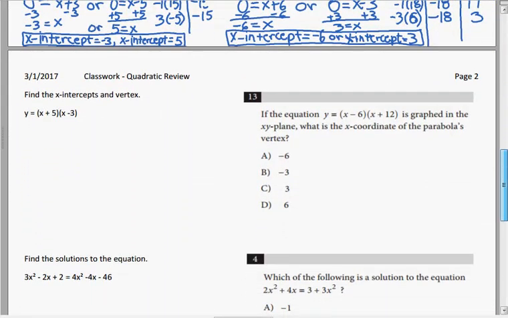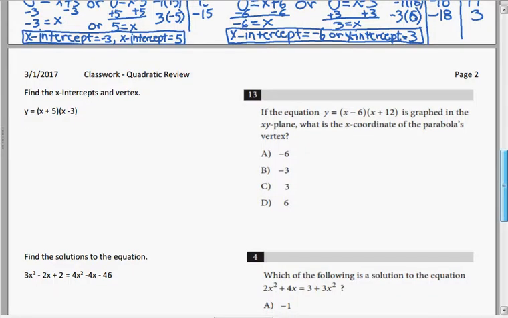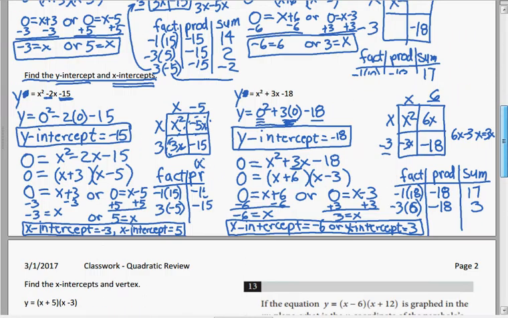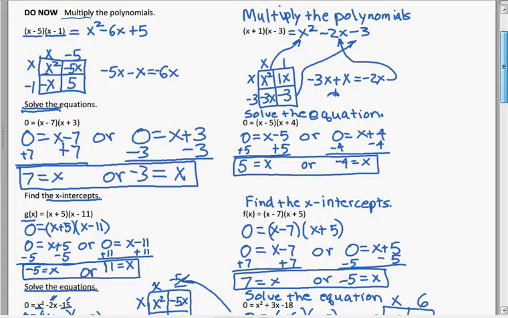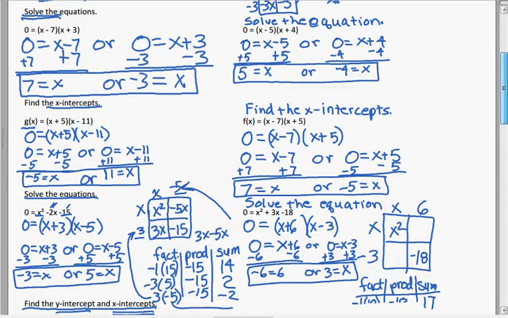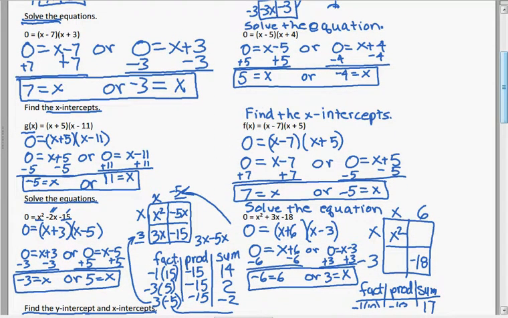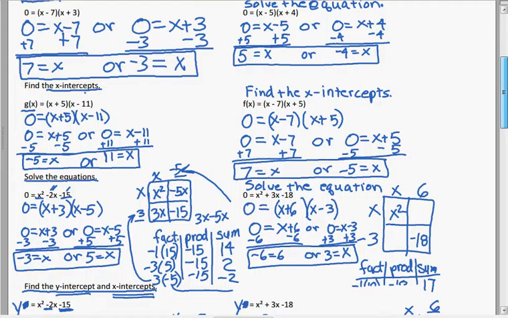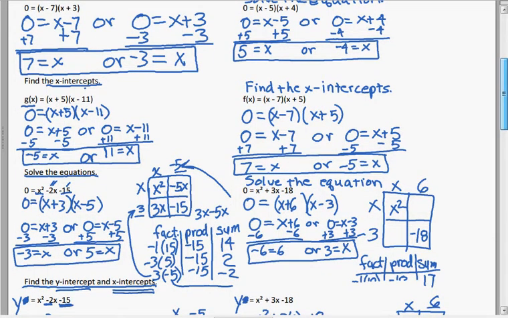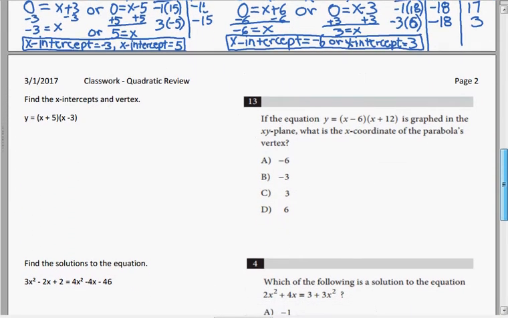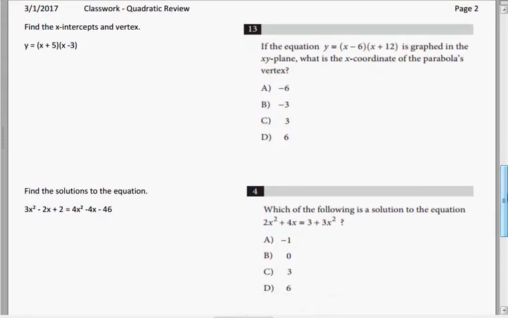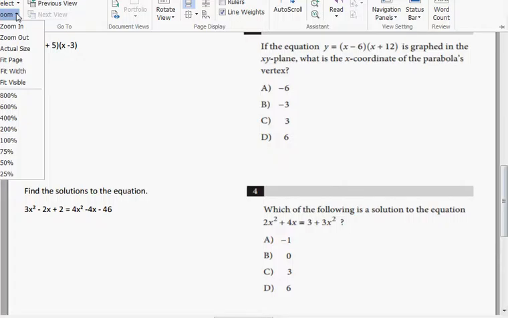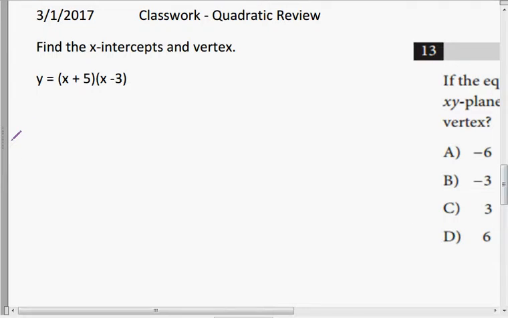Problem number 6 says find the x-intercepts and the vertex. So it's similar to problem number 3 that you saw in video 3, where we find the x-intercepts. But now we also have to find the vertex. And you remember, finding the x-intercepts was easy when we have the factored form. So we can find the x-intercepts without a lot of difficulty.